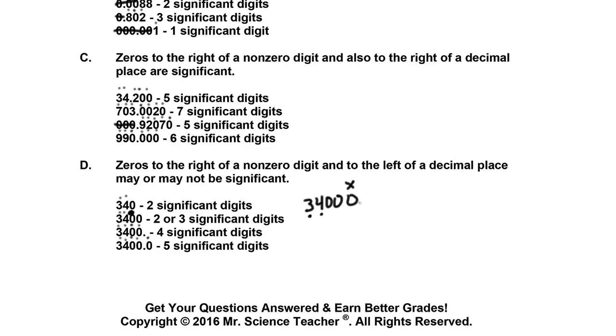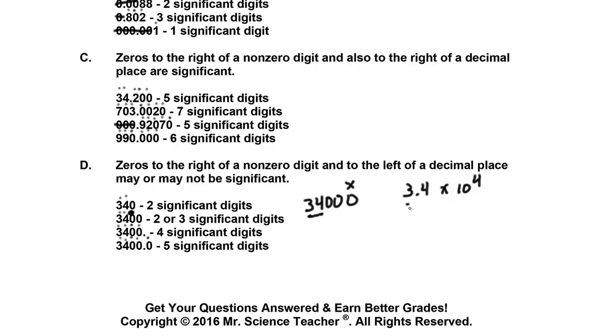You see, we could say this is 1, 2, 3, 4. We could say 3.4 times 10 to the fourth. See, we have 1, 2, 3, 4. 3.4 times 10 to the fourth. And then we would know that there were exactly two significant digits.